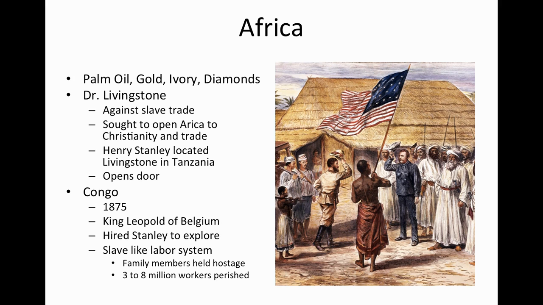The Congo. So in 1875, Belgium starts to establish a colony in the Congo. The king was Leopold. He actually hired Stanley to explore the Congo, and then they established basically a slave-like system. Family members were held hostage, and over many years, about 8 million workers perished through this system. So again, a great example of the destruction of European contact, right? The King Leopold's labor system, for example.